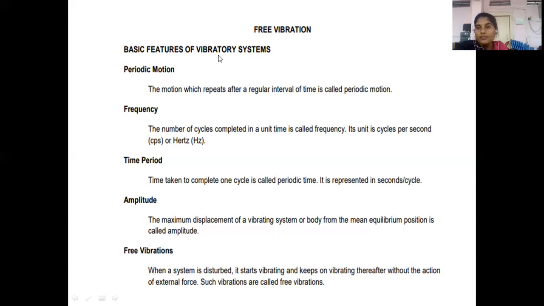And the last point is the free vibration that we already know. Without applying any external force, the system getting vibrated is nothing but a free vibration. Okay, I hope you have understood all this terminology.